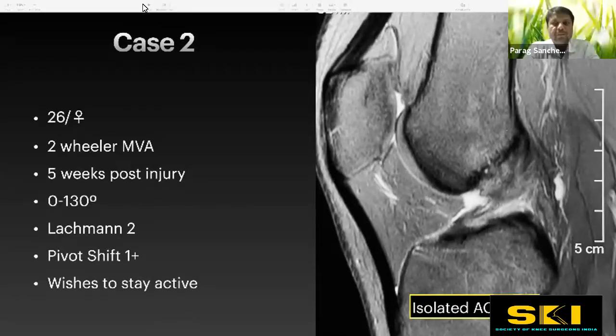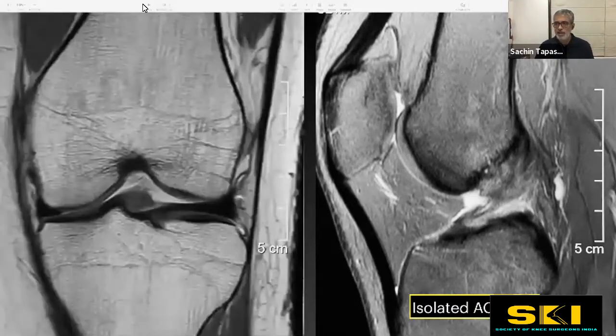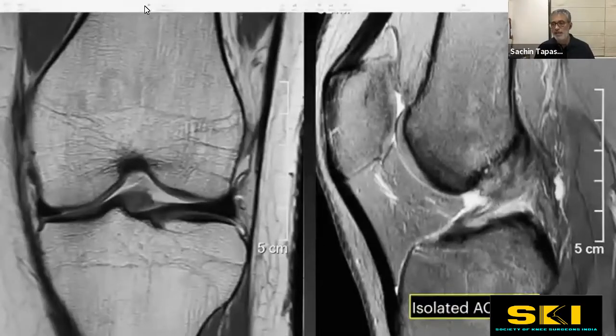At the end of 5 weeks, she's had a decent rehab, and she's got a range from 0 to 130 degrees. She has a grade 2 Lachman. Her pivot shift is grade 1 plus, maybe a grade 1 plus to a grade 2, and she wishes to stay active. She's got an isolated ACL tear. She does not have any associated meniscus injuries.